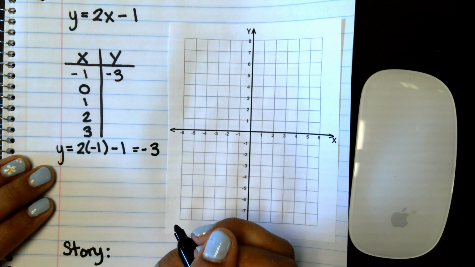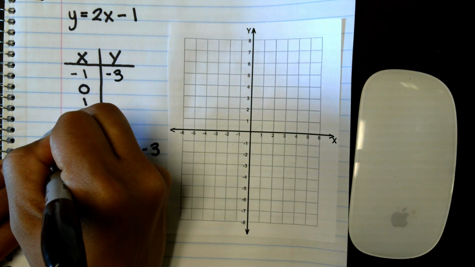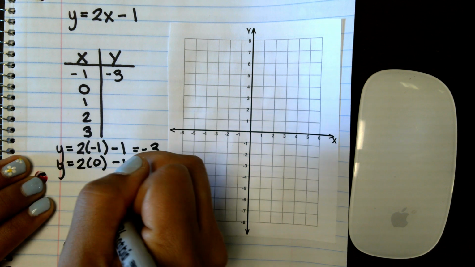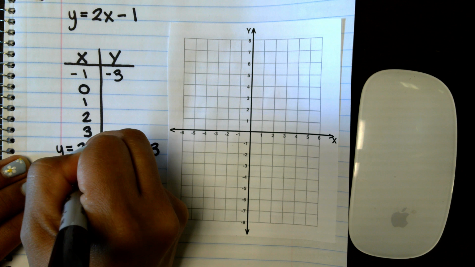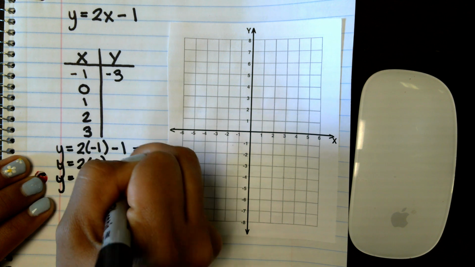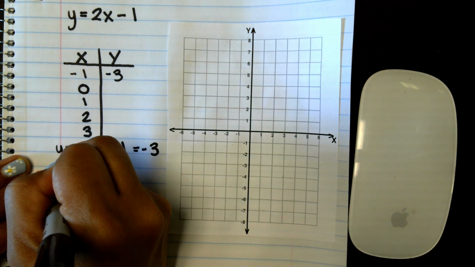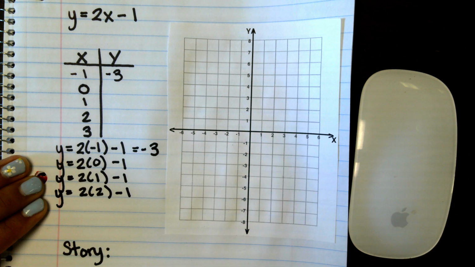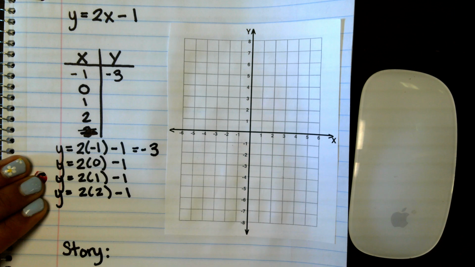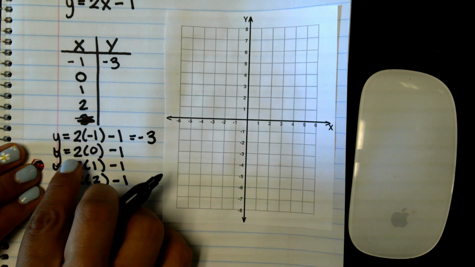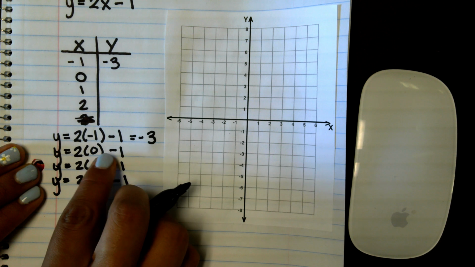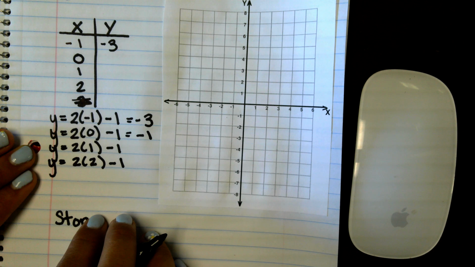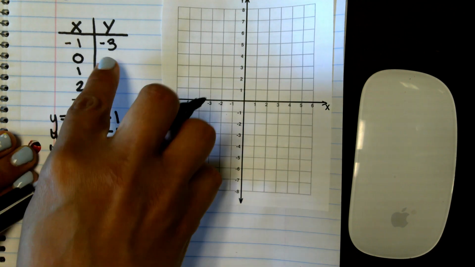And I'm going to continue that for each of these points. So y equals 2 times 0 minus 1. Y equals 2 times 1 minus 1. Y equals 2 times 2 minus 1. And we'll go ahead and stop there. That's fine. So 2 times 0 is 0, minus 1, that would be -1. So when x is 0, y is -1.